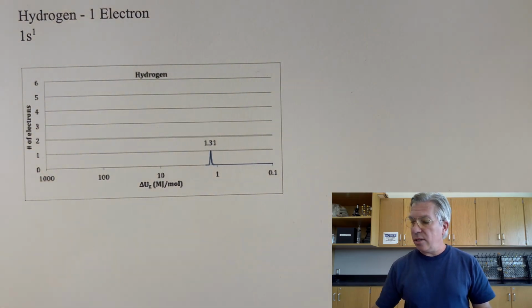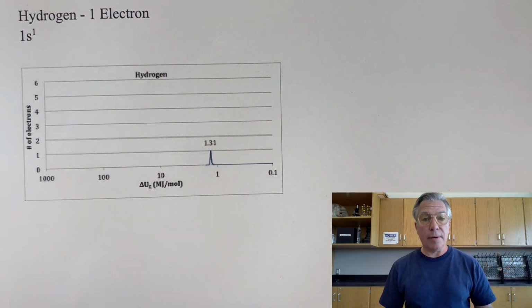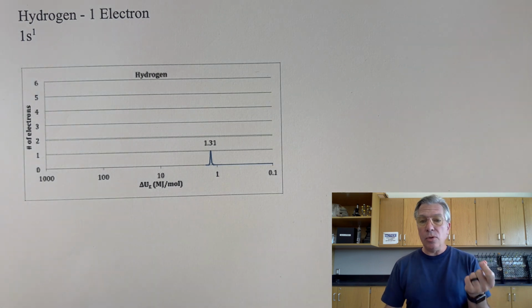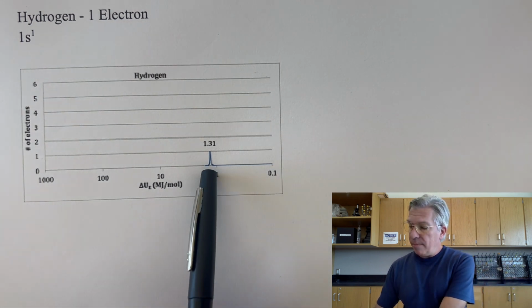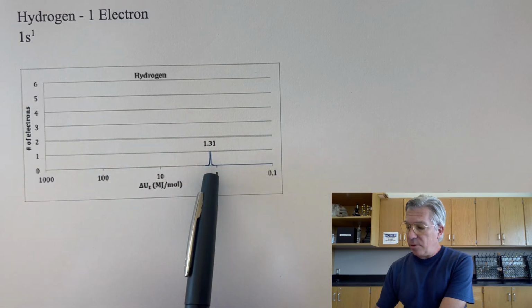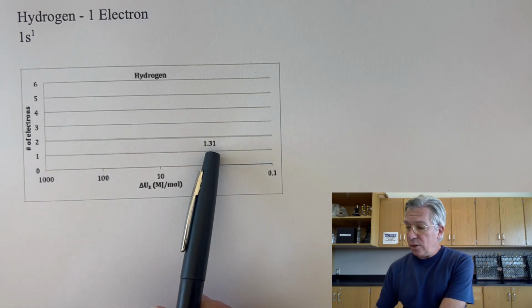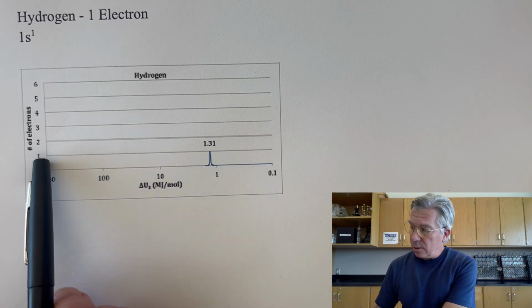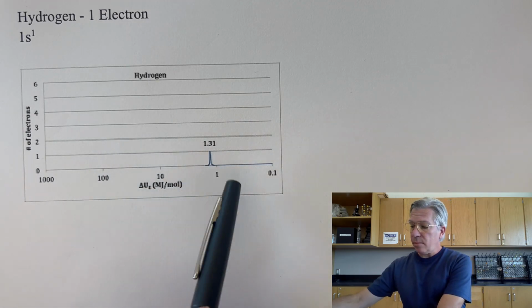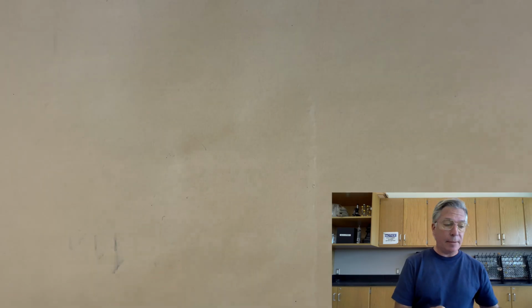Right? We know that hydrogen has one electron and its configuration is 1s1. So there's only one electron to remove, and so we get one peak for hydrogen at this particular energy, 1.31 megajoules per mole, and that corresponds to one electron. Okay, now compare that to helium.